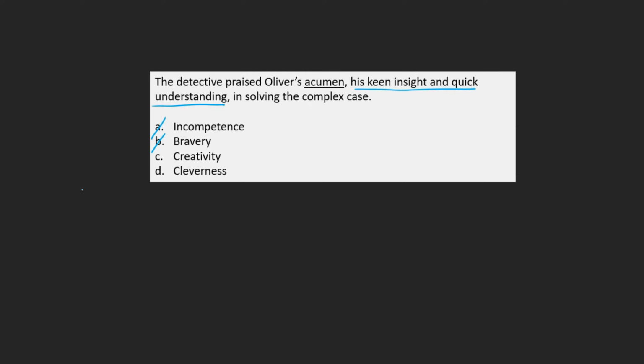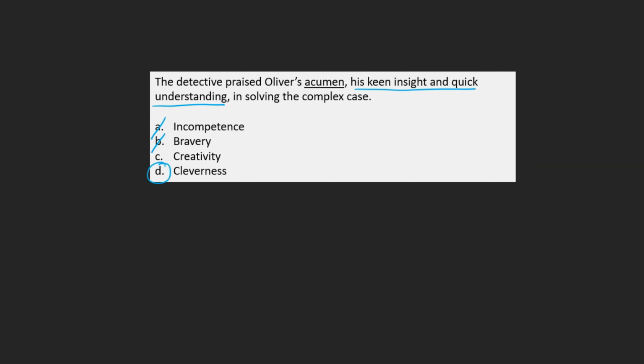Creativity seems like it could fit, as someone who's creative might have keen insight and quick understanding. However, looking at all of our choices, we can see that D, cleverness, fits even better, as it matches almost exactly the definition provided by the sentence. Therefore, we can mark D, cleverness, as our final answer.